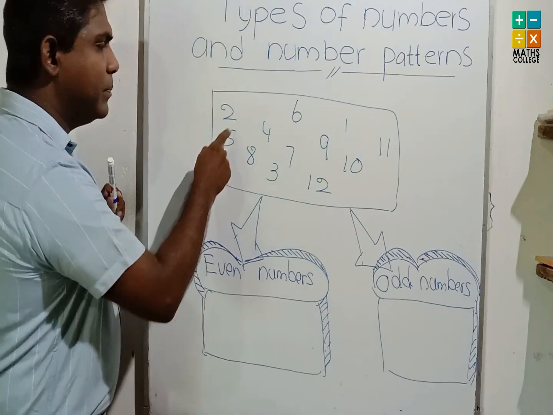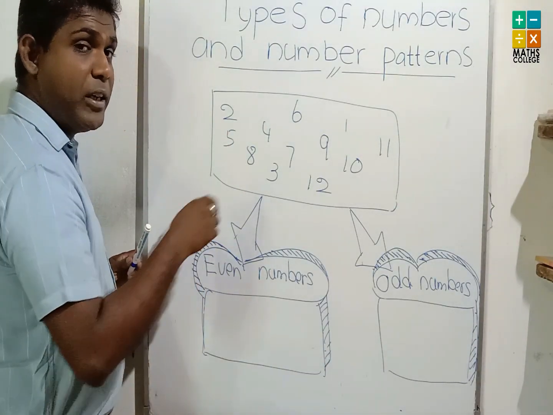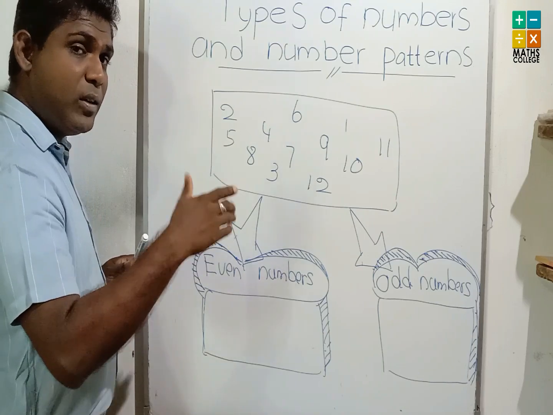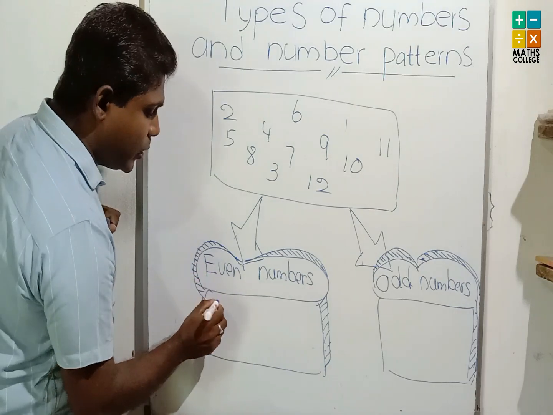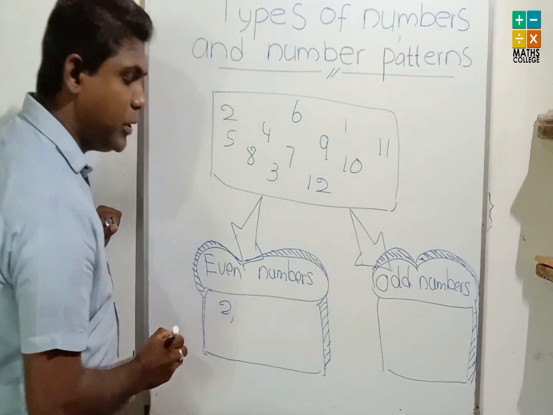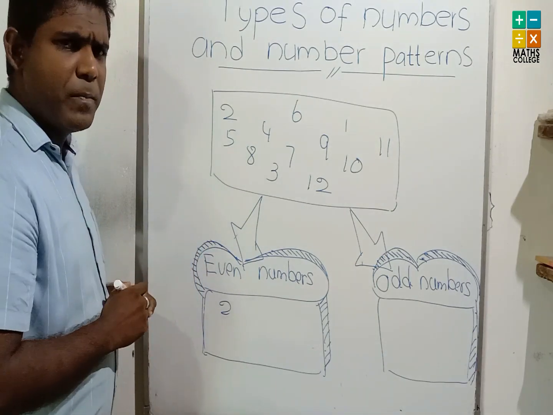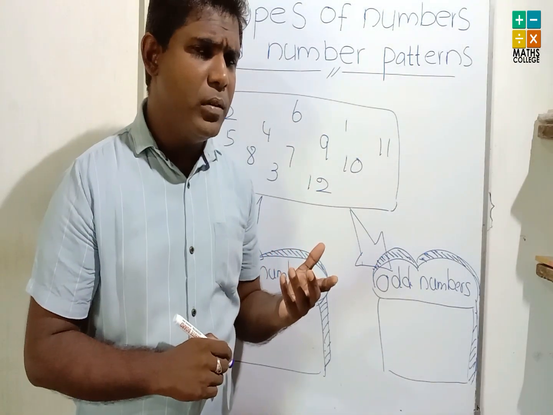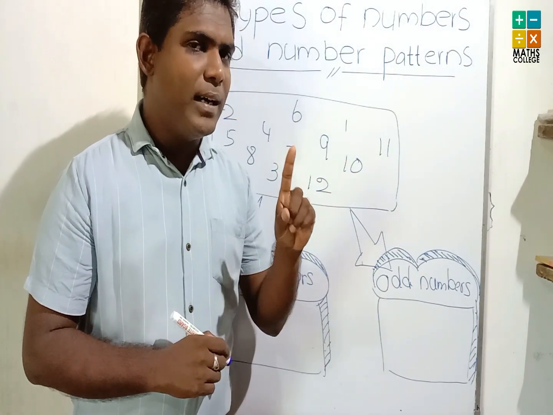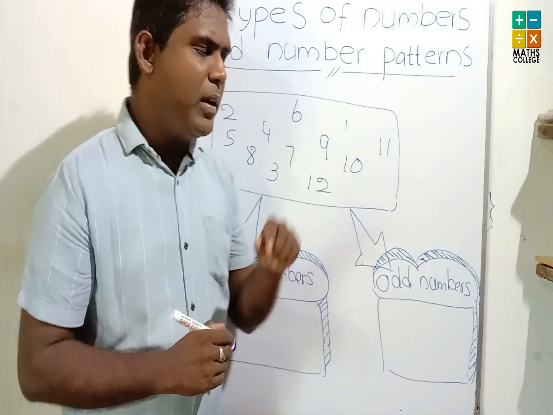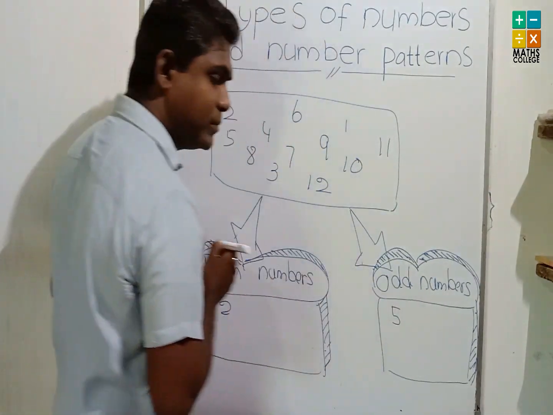Okay. The first number here is 2. 2 divided by 2, the answer is 1, no remainder. That means 2 is divisible by 2. Therefore, 2 is an even number. And consider 5. When divided by 2, what happened? The answer is 2 with 1 remainder. Therefore, 5 goes as an odd number.